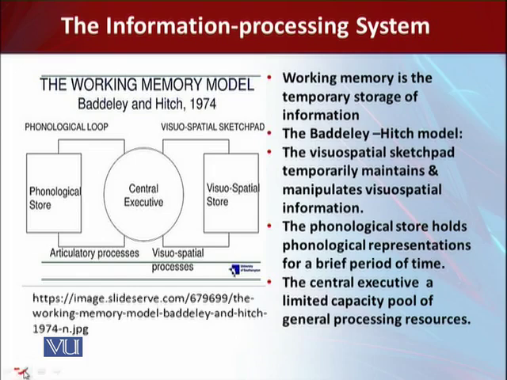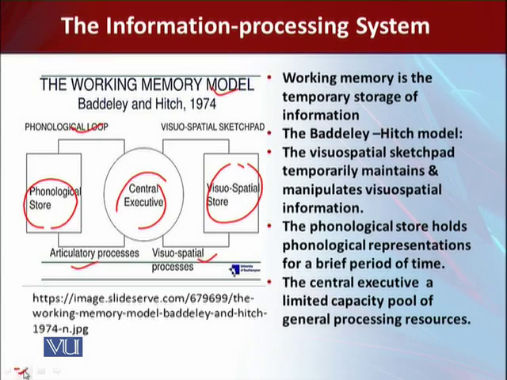Now we have the working memory model proposed by Baddeley and Hitch in 1974. Working memory is basically the temporary storage of information. You have the phonological loop here, and this is the phonological store. Then you have the central executive and then the visuospatial store. Now, what do we mean by these 3 areas, which further have the articulatory processes and visuospatial processes?